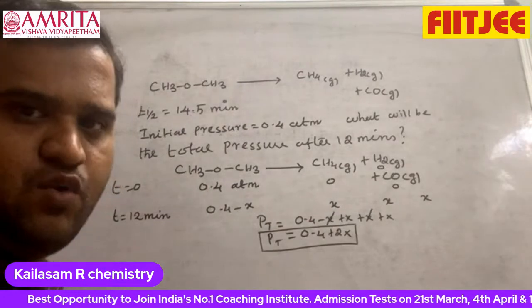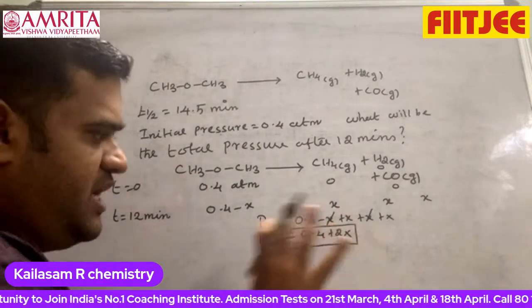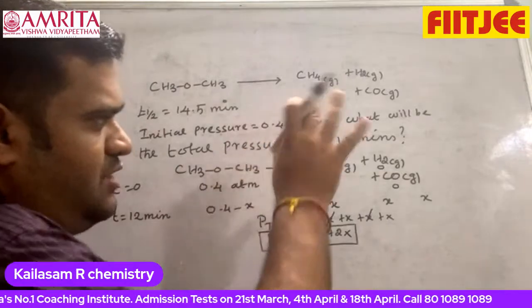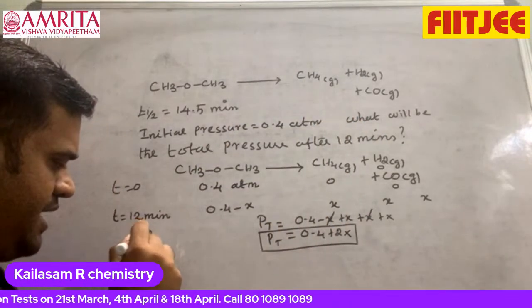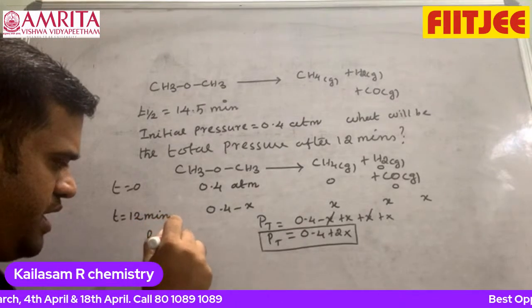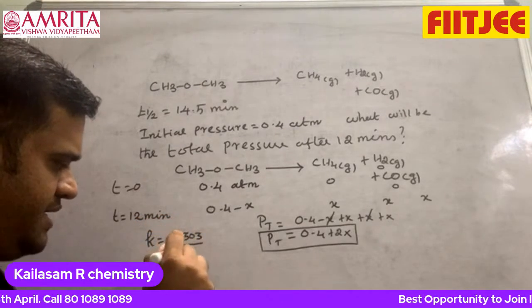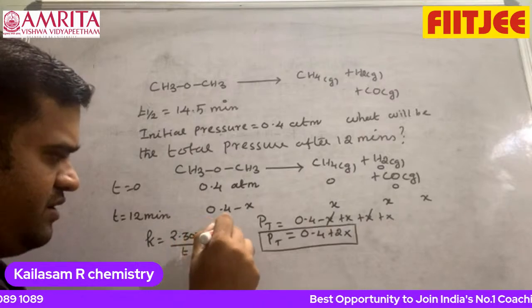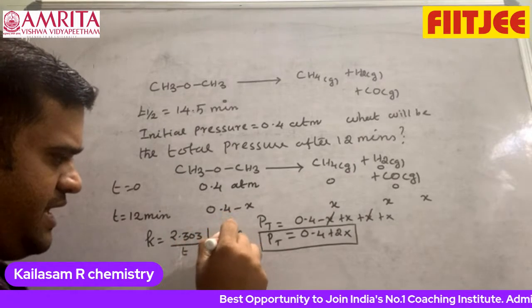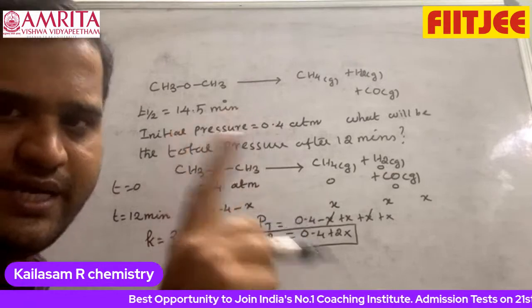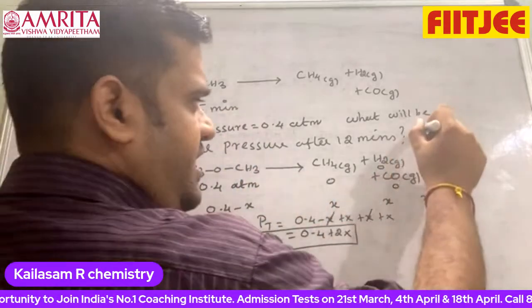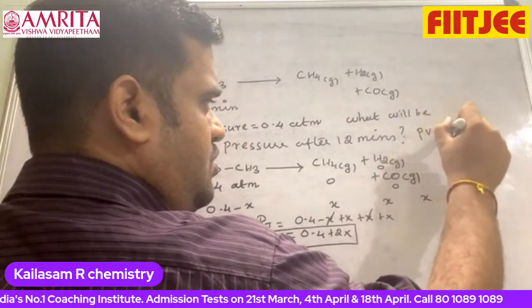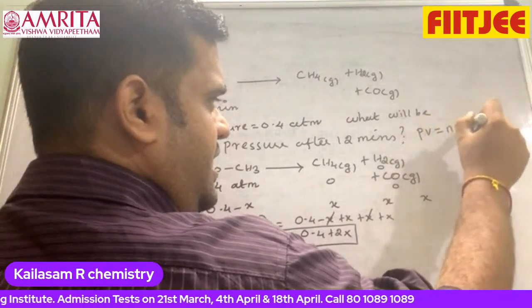Now I want to find out x. If I come to know that, I am able to find the total pressure. This follows first order kinetics. Now I can write K is equal to 2.303 by t log of a naught by a. I told you, anyway, temperature and volume are constant. As per the ideal gas equation, we can write PV is equal to nRT.